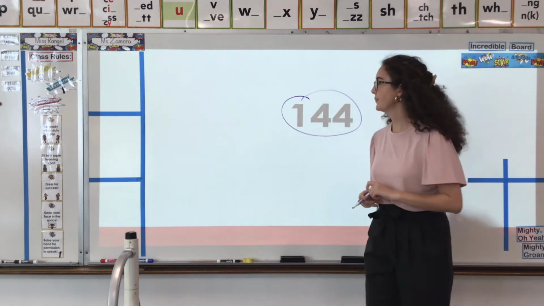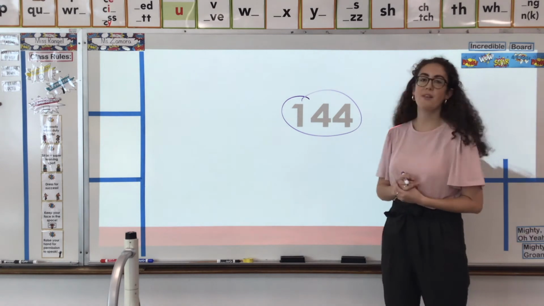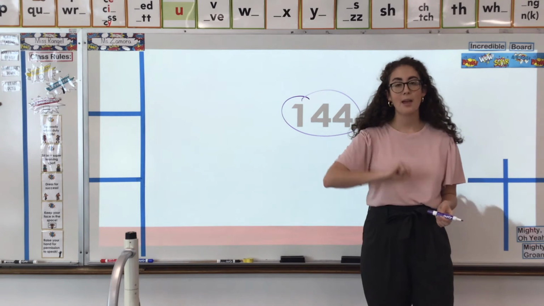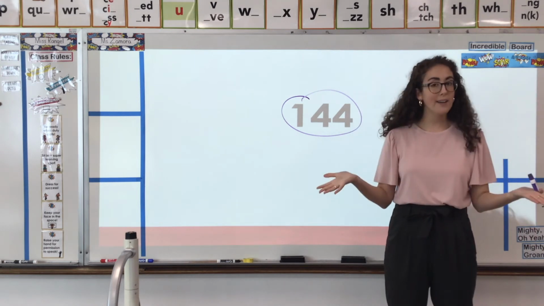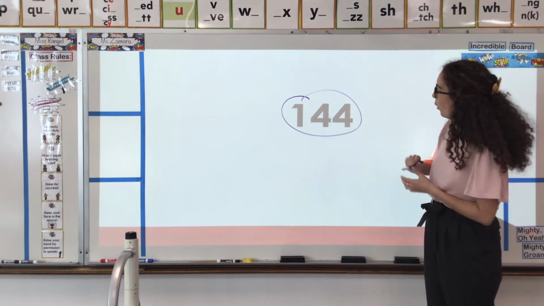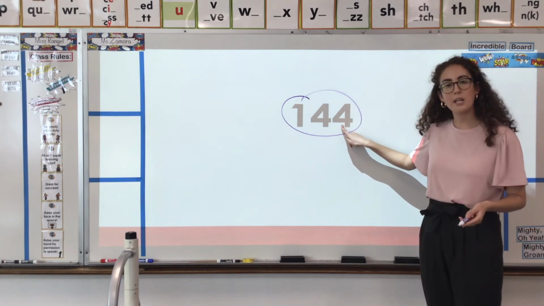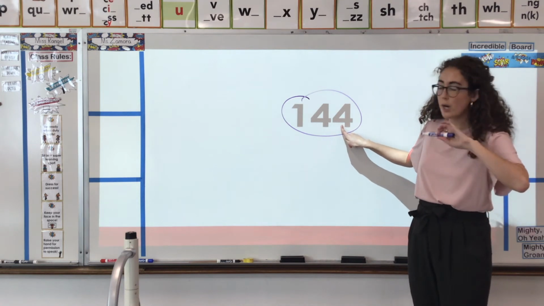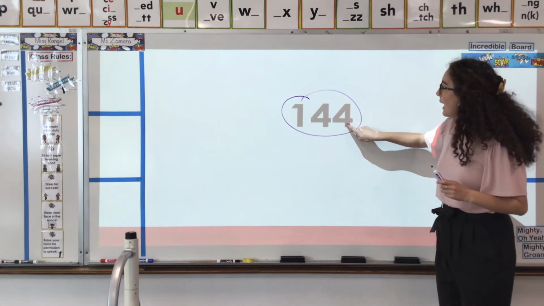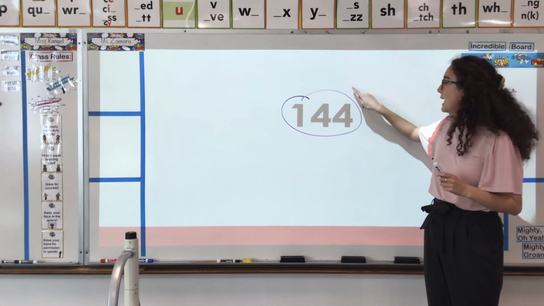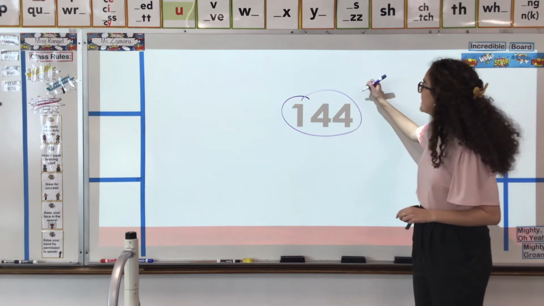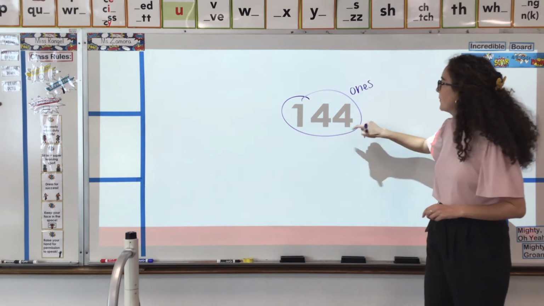144. So how many digits are in this number? How many digits? 3 exactly. And each digit has its own value depending on its place. So, this 4 digit, do you see which one I'm pointing to? Can you point to the same one on your board? The 4, that's all the way to the right. The digit 4 is in what place? The ones place, exactly. It's in the ones place.